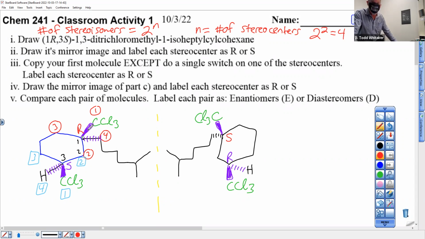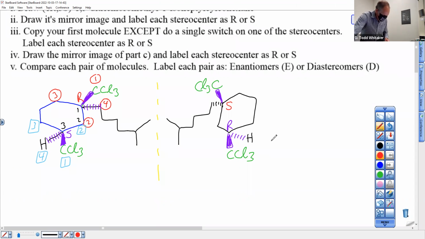It's a new molecule. Please don't do a single switch on both. You will have drawn this same molecule in a different way, but it will be the same molecule. I can't give you credit for it. If you drew another molecule that was 1S, 3R, like this, you get no points for it and no points for comparing it to anything else because you just drew the same molecule again. I need 4 different molecules. So follow the instructions in I.